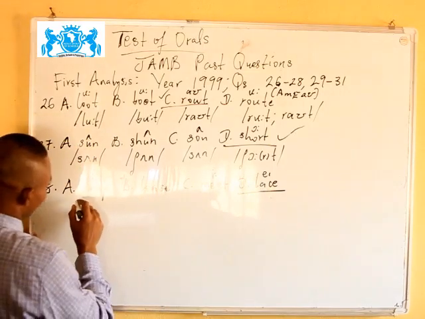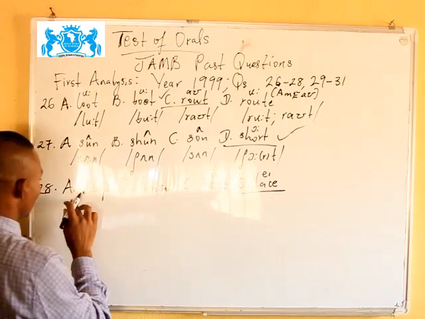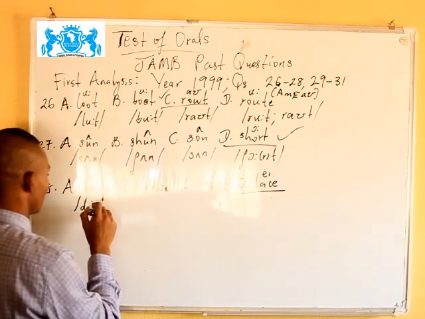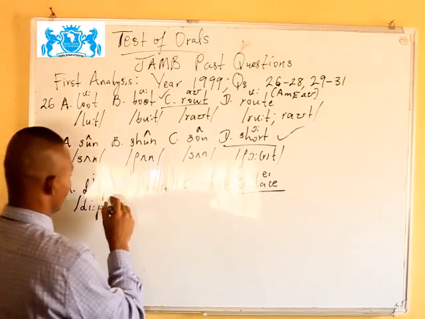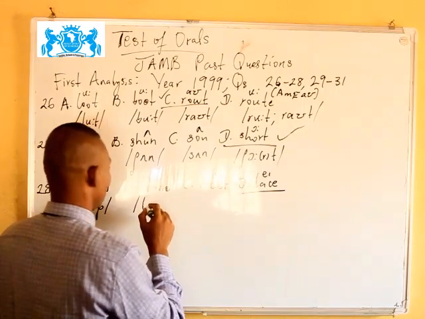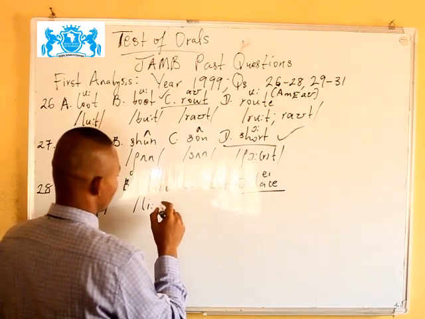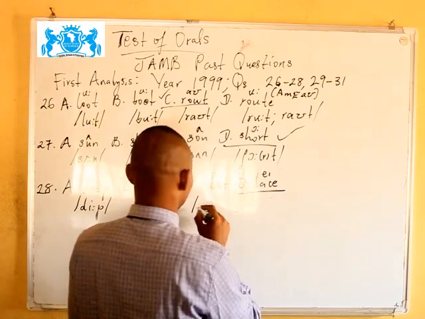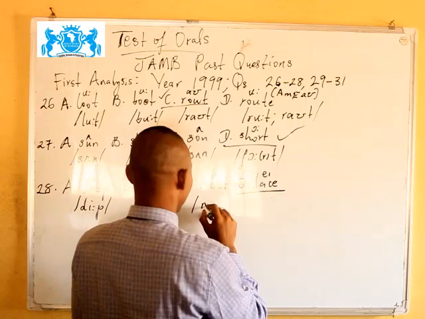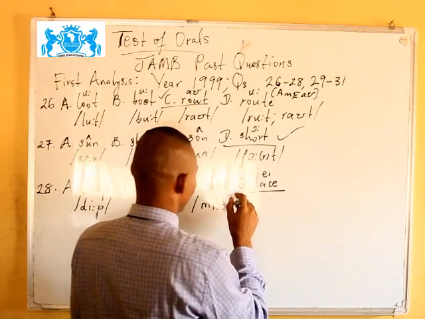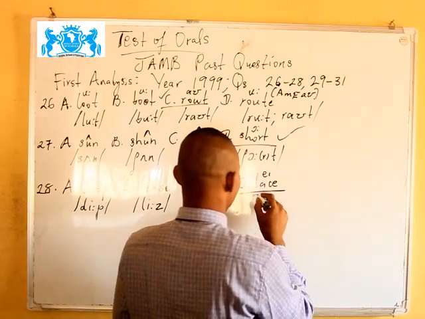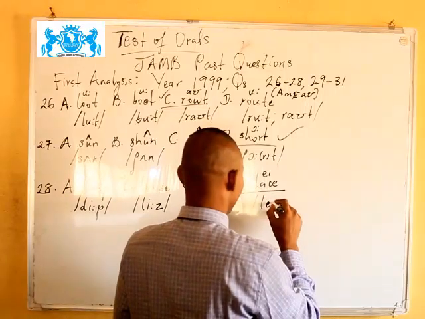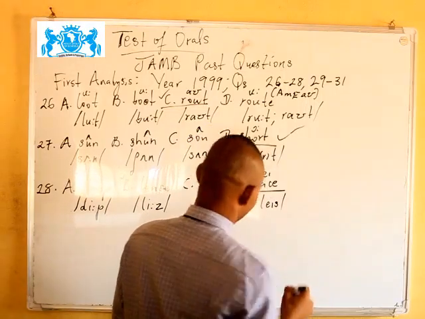Now we have a full transcription of all the words. In A we have deep. In B we have leaves. In C we have meat. And in D we have lace.